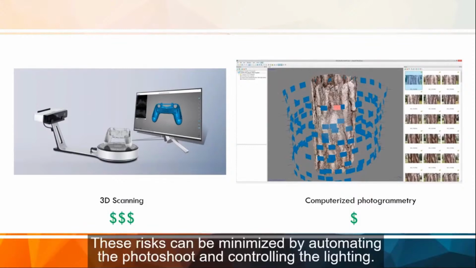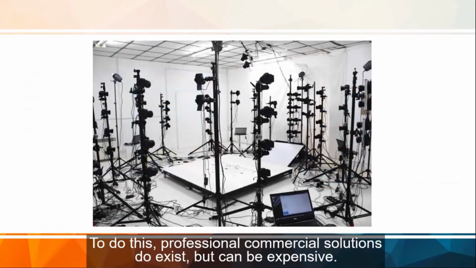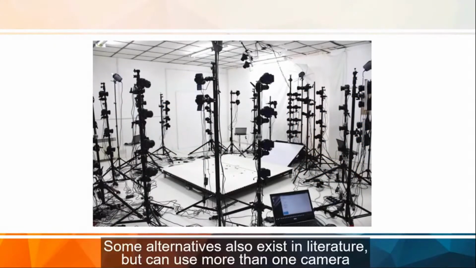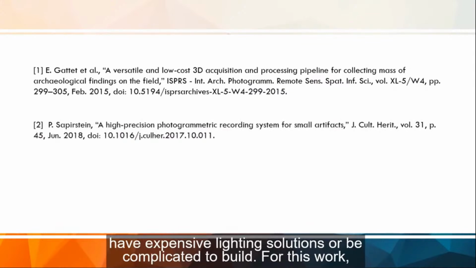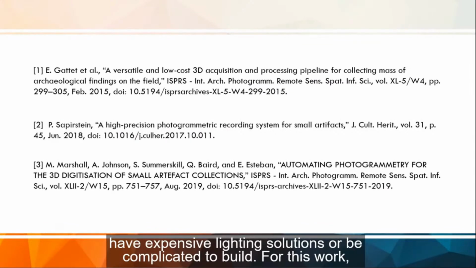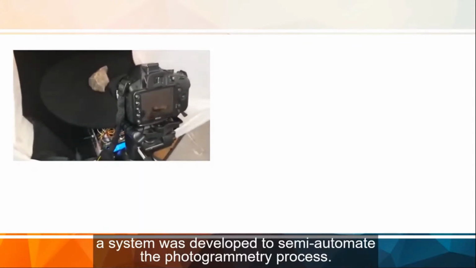These risks can be minimized by automating the photo shoot and controlling the lighting. To do this, professional commercial solutions do exist, but can be expensive. Some alternatives also exist in literature, but can use more than one camera, have expensive lighting solutions, or be complicated to build. For this work, a system was developed to semi-automate the photogrammetry process.